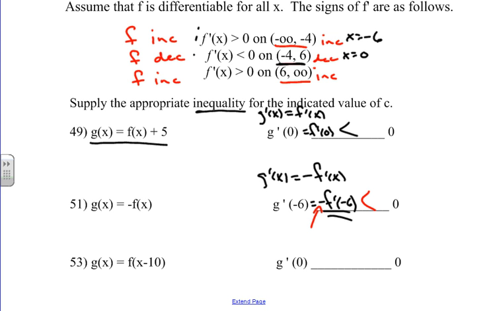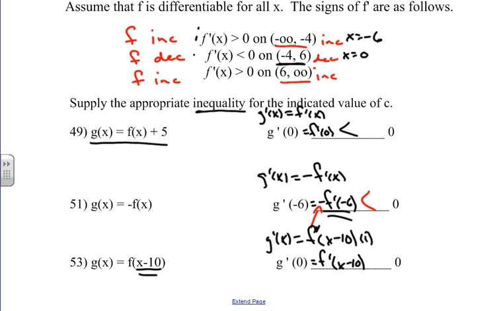Certainly not least. For this one, once again, we have g of x equals f of x minus 10. So that means f of x is being shifted to the right 10 units. Let's find the derivative of g of x. We have to use the chain rule because we have a composite function. It will be f prime of x minus 10 times the derivative of the inside, which equals 1. So this would essentially equal f prime of x minus 10.